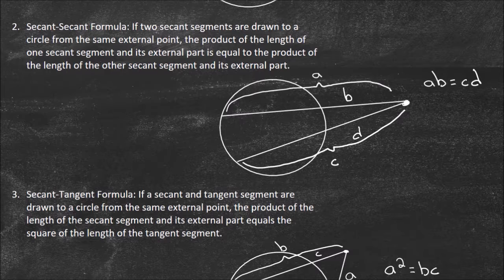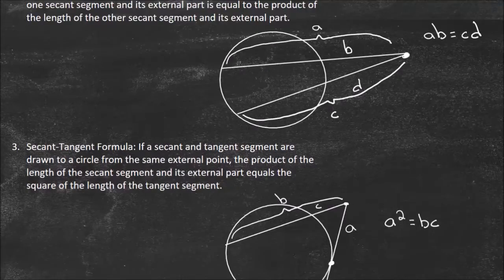So the length of the entire secant is A here. I'm going to multiply it by that external part B. That needs to equal the length of the entire secant C multiplied by its external part D. So again, we'll go through some practice in a second.